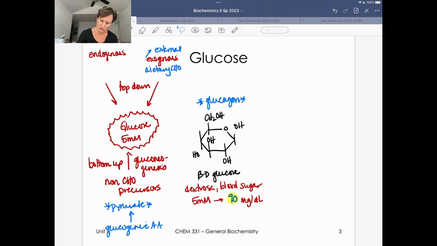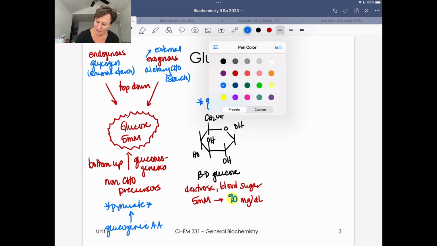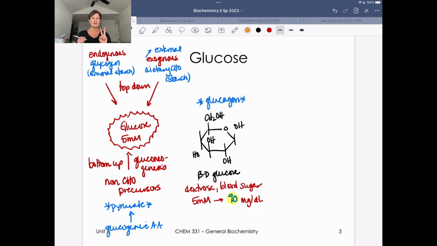Now, endogenous sources, this is also going to be starches. So again, we're going to talk about starch here as plant starch, generally from dietary carbohydrates. But when we're talking about endogenous sources, we're talking about glycogen. So this is going to be glycogen, right? And we learned of that as animal starch. Now, you might remember that you have two main places that you store glycogen in your body. There's muscle glycogen and there's liver glycogen.